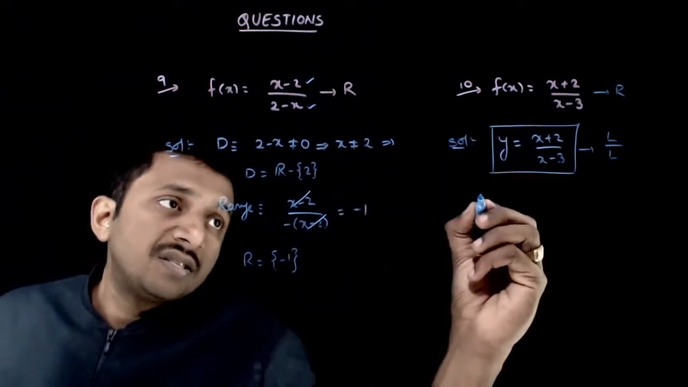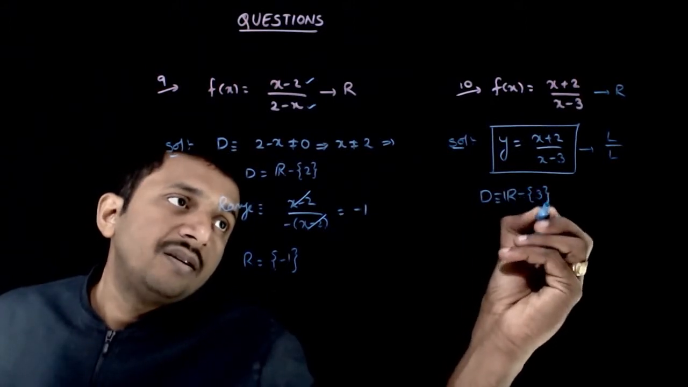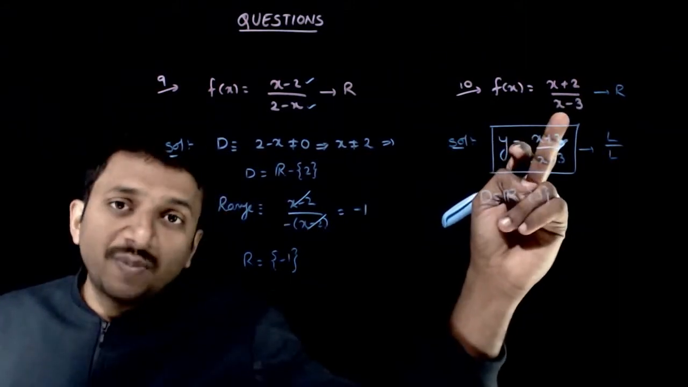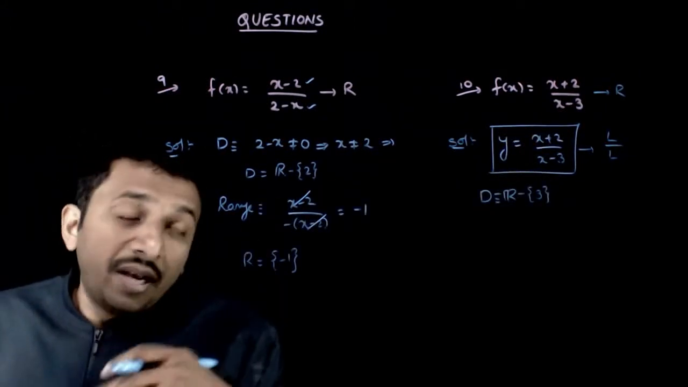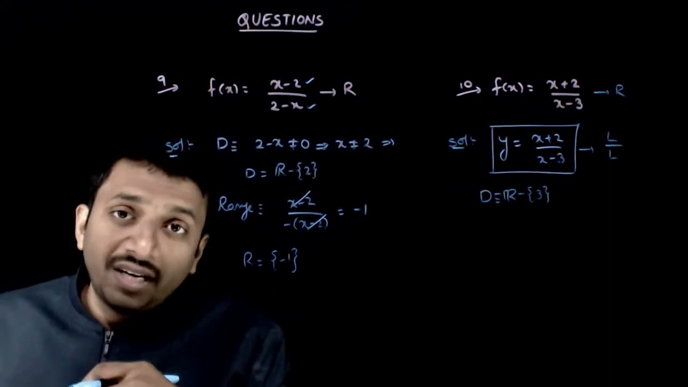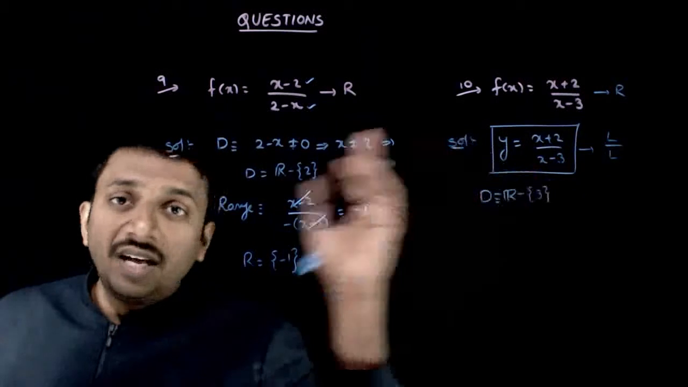First, what is the domain of this? The domain is all real numbers except 3, right? Because x minus 3 is in the denominator, x cannot be equal to 3. That's the domain. Now, what is the range? How do you find the range? If you want to find the range, we first try to write x in terms of y.